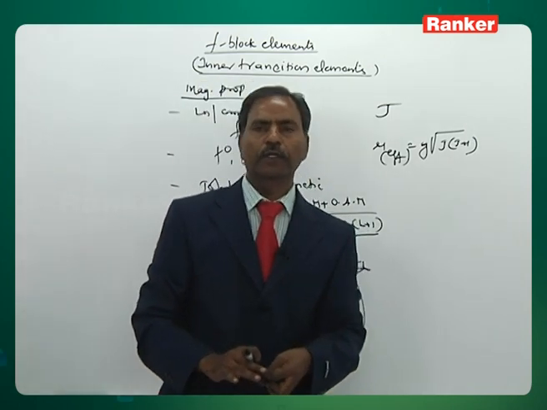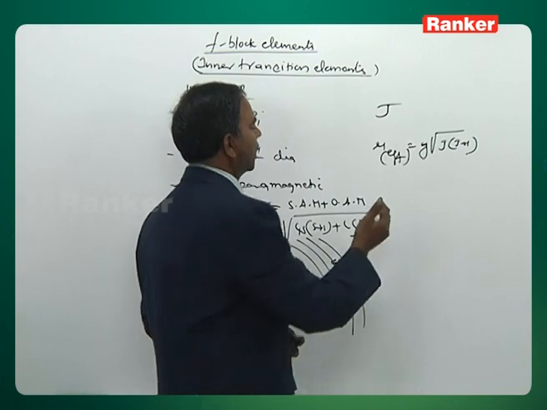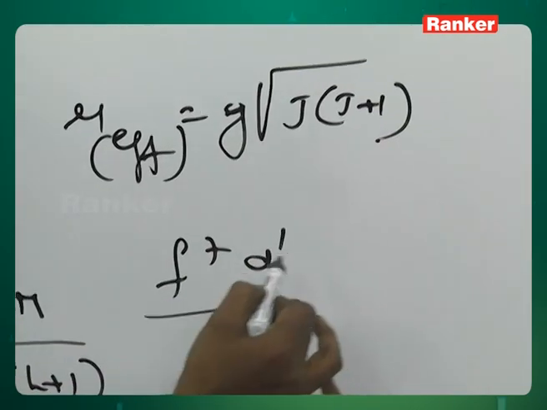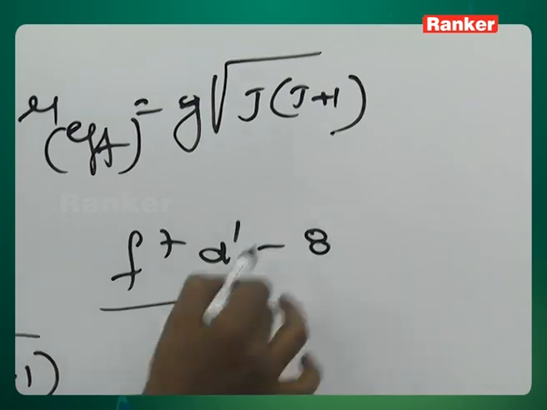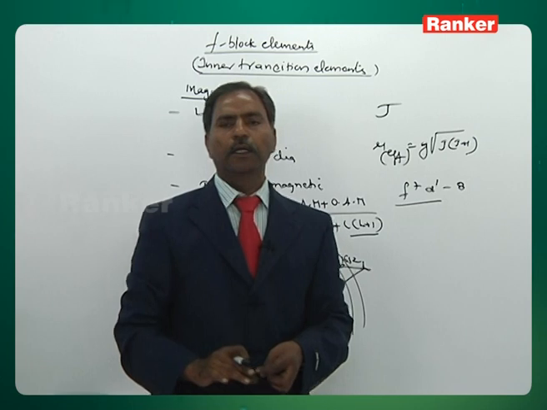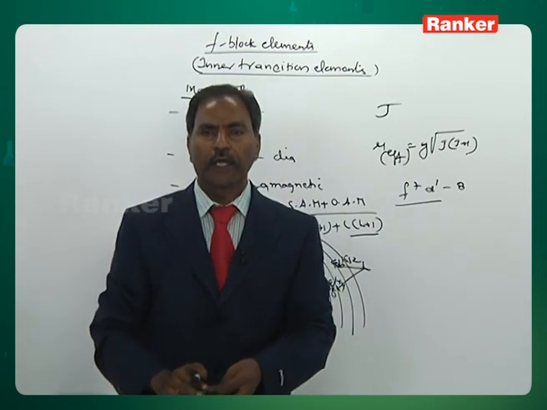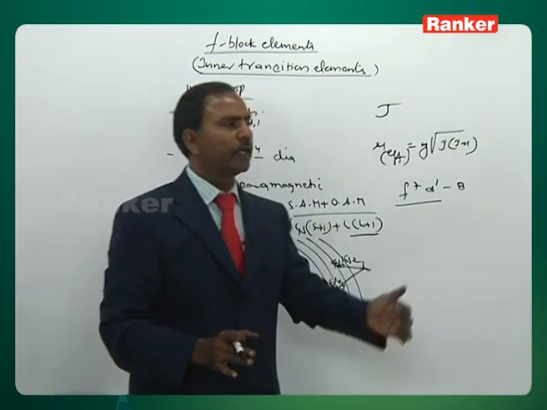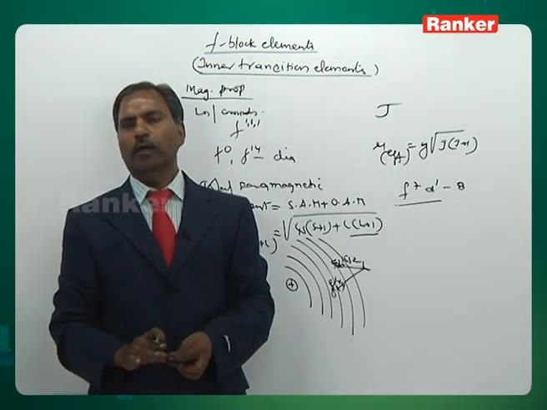Its configuration is f7 d1. The total number of unpaired electrons comes to be 8. According to the number of unpaired electrons among the lanthanides, gadolinium has to exhibit greater paramagnetic moment. But experimental results show that it is not exhibiting greater paramagnetic moment.